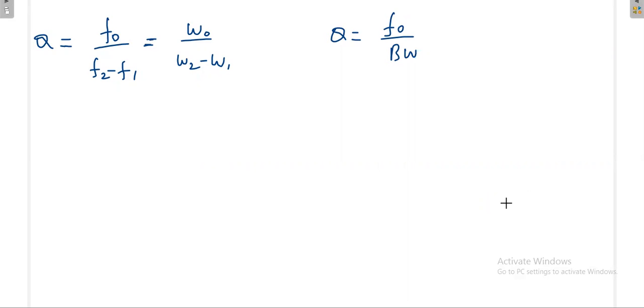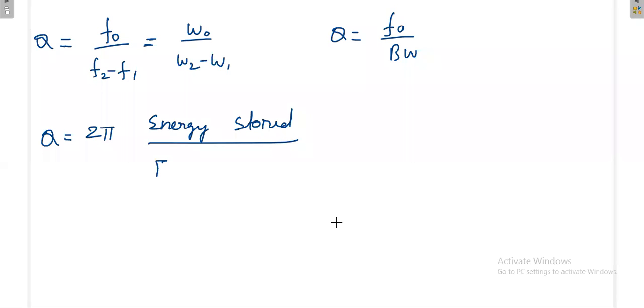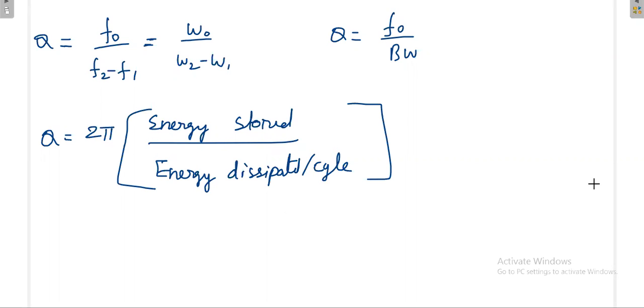Now, how do we measure Q for any circuit? For a practical inductor you can measure Q, for a practical capacitor you can measure Q, or for any RLC circuit you can measure Q. By definition, Q is 2 pi times the energy stored divided by the energy dissipated per cycle. So this is the definition.